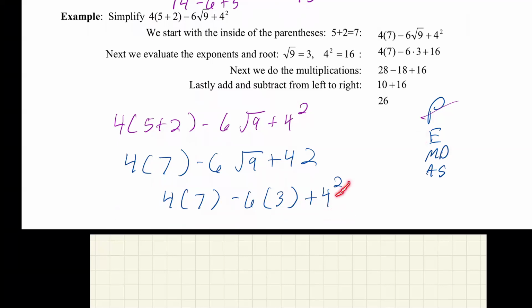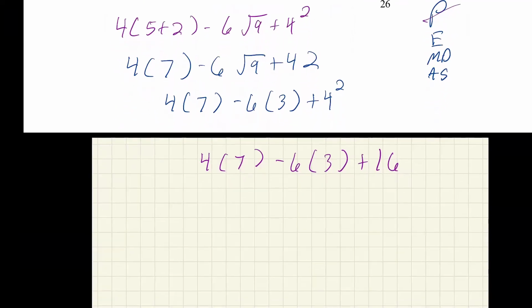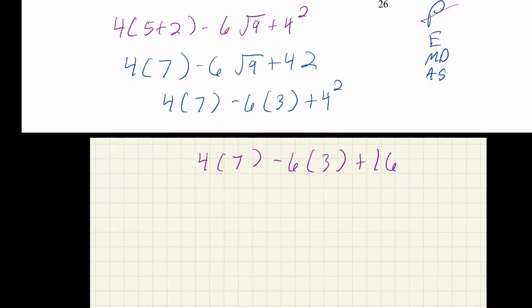So that would be the 4 squared. And so now I can write this as 4(7) minus 6(3) plus 4 times 4 is 16. Now I'm done with exponents. I do my multiplication and division.